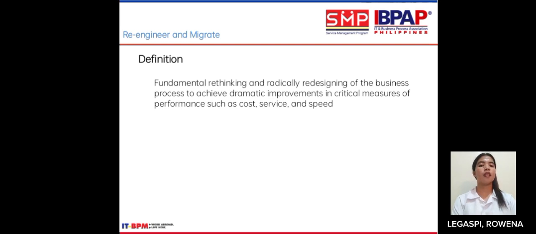The aim is to create a lean, efficient, and customer-centric organization that can adapt and respond to changing market dynamics. So by fundamentally rethinking and radically redesigning business processes, organizations can achieve significant and sustainable improvements in cost effectiveness, service quality, and operational efficiency. However, successful implementation requires strong leadership, effective change management, collaboration across departments, and a clear understanding of the desired outcomes.